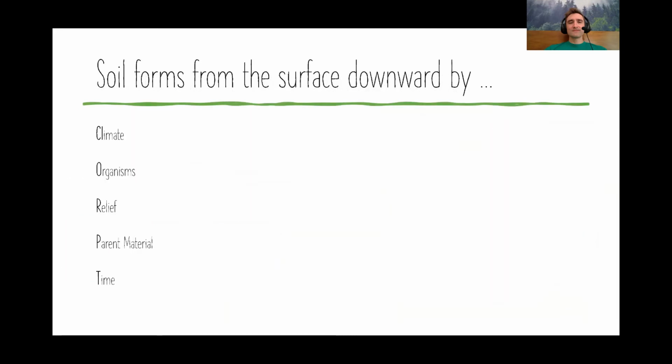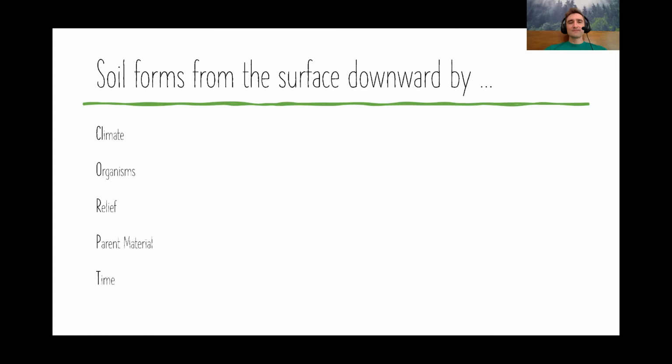When we look at the rate of soil formation, there are 5 primary categories, and soil formation is a function of all of these 5 variables. Each of these 5 categories has an impact on the rate of soil formation.